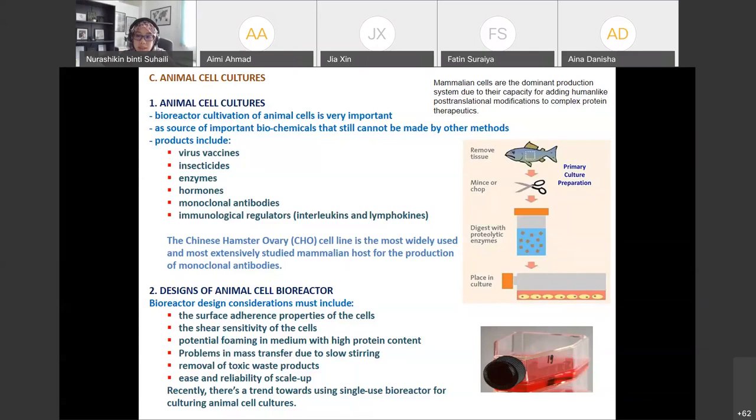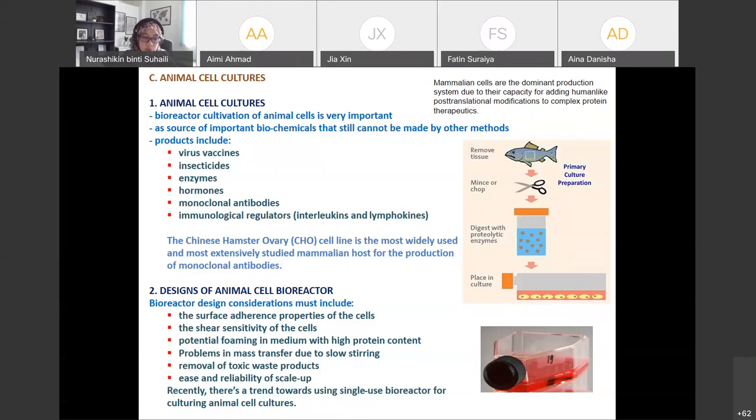For example, I try to make it easy for you to understand. Bacteria, because their structure is very simple, they don't have endoplasmic reticulum, right? So that means some of the processes involved in the making of the protein are not available. They don't have the mechanism to produce it. So that's why certain products are not suitable to be produced by lower organisms like bacteria or yeast.